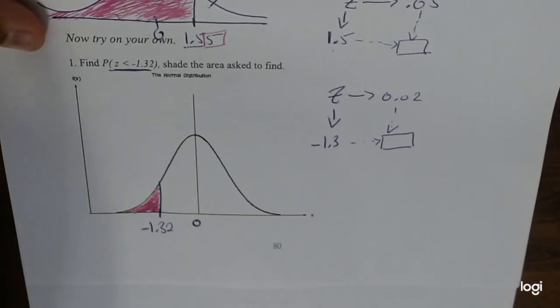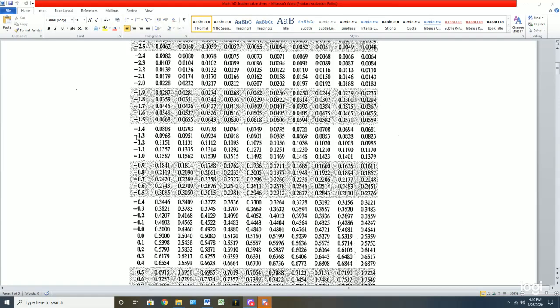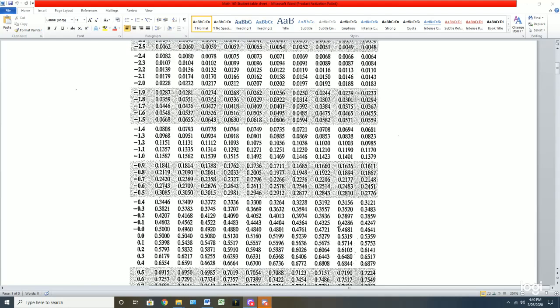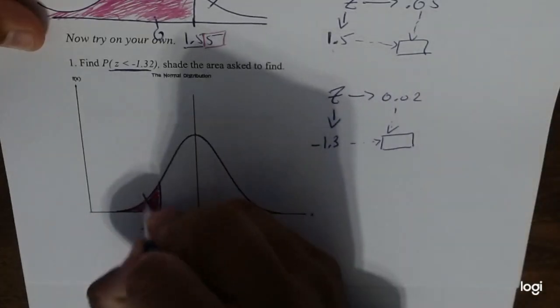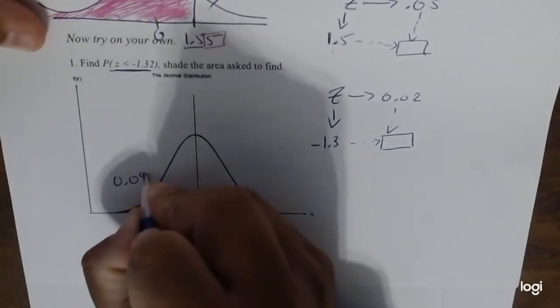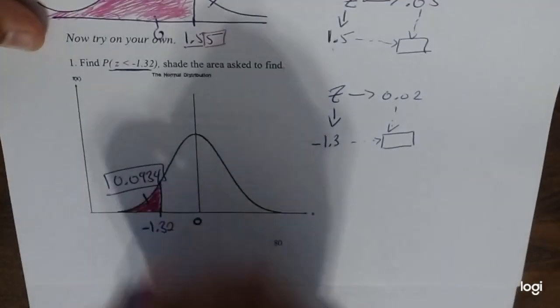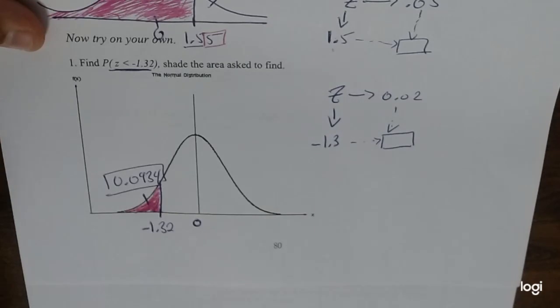All right, hopefully you got it. I'll help you out right now. Go down to negative 1.3, and then you cross the 0.02. That's the last number. And what number do they both intersect at? It should be this number right there: 0.0934. So that is our answer here. 0.0934 is the area, or the probability, less than that.